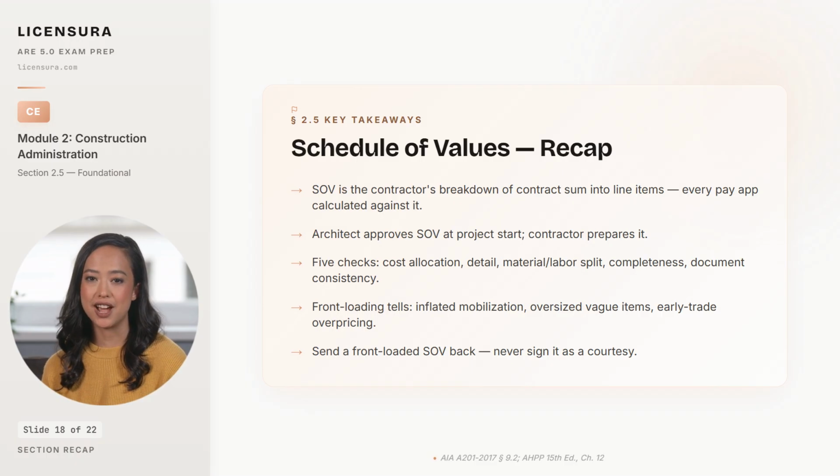The front-loading tells to watch for are inflated mobilization and general conditions, oversized vague line items, and disproportionately high pricing on early trades relative to specialty trades. And the bottom line rule is to send a front-loaded SOV back with specific questions. Never sign it as a professional courtesy, because that signature becomes the basis for the negligent certification lawsuit if the contractor walks off the job with the owner's money already in his pocket.